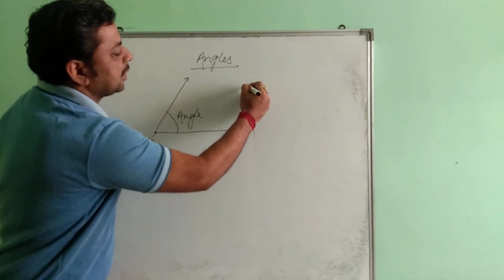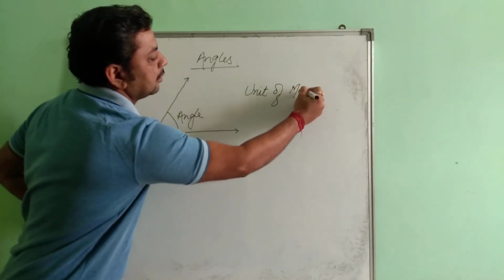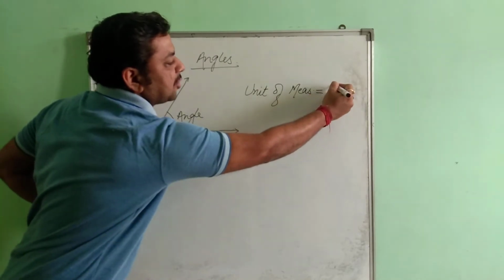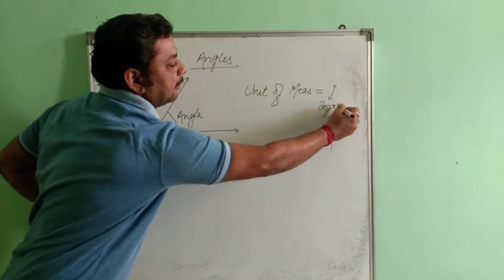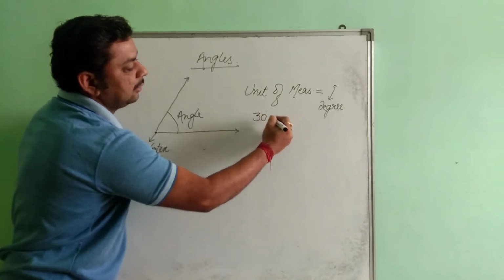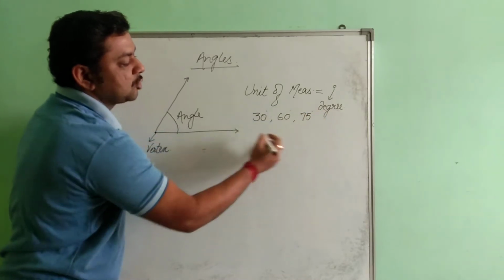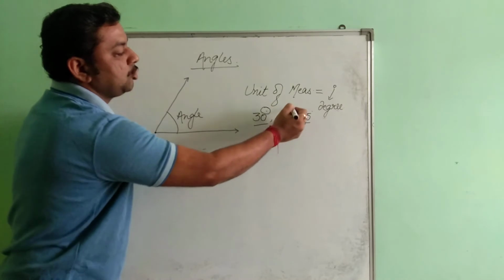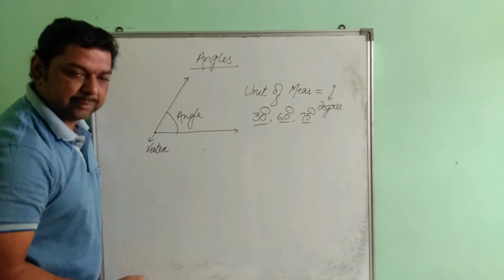Now when we are considering the unit of measurement, the unit of measurement is always considered in terms of degrees. This is considered to be your degree. Clear? For example, we take a 30-degree angle, a 60-degree angle, a 75-degree angle. So these are considered to be your angles, and this is the unit of measurement of the angle. Clear with this?